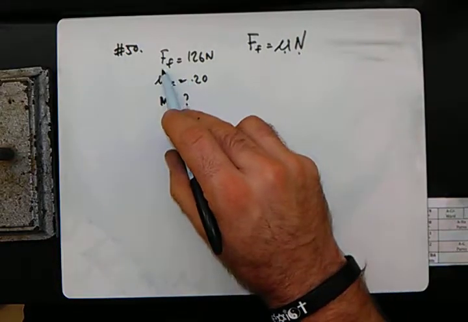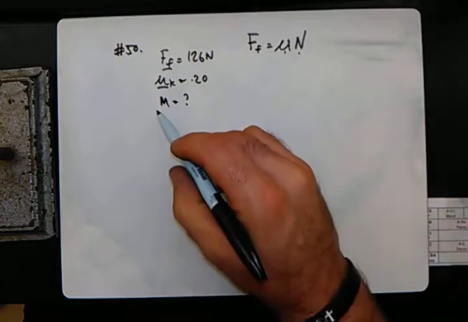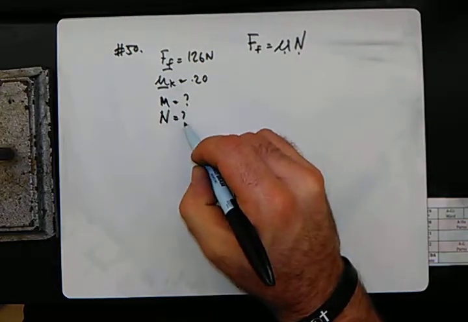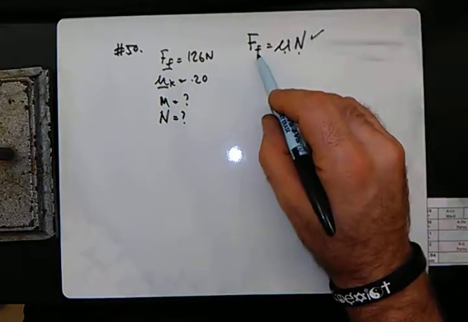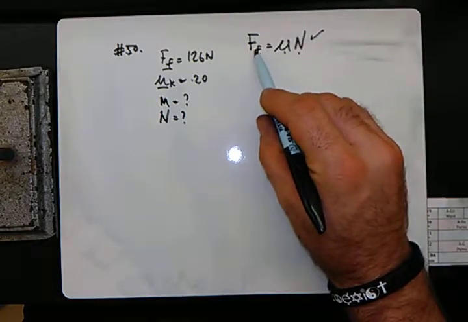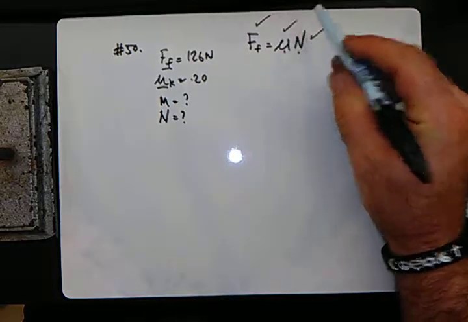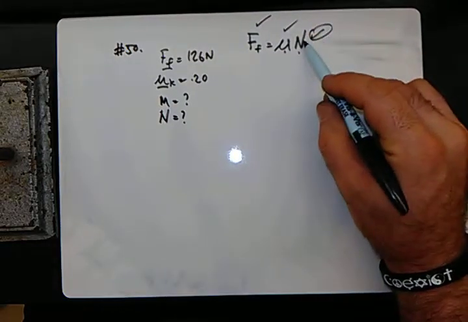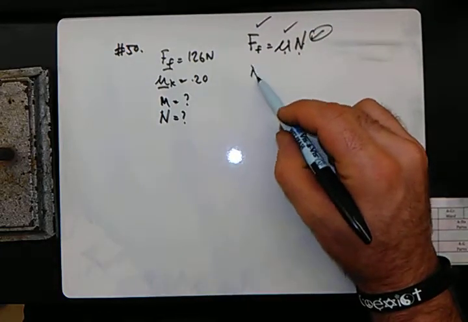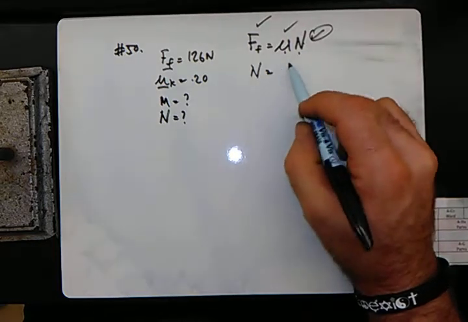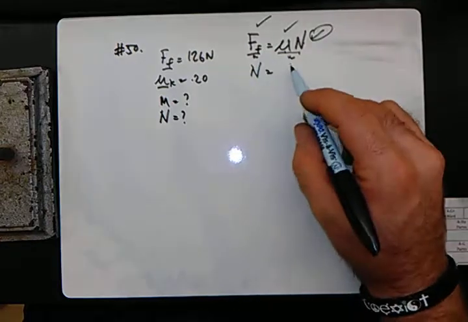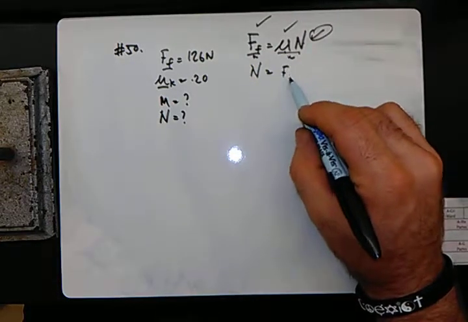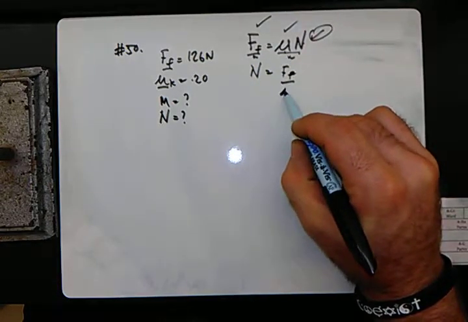So now given this, we don't know what that is either. But we can figure it out because I know the force of friction, I know the coefficient of friction, so I should be able to get the normal force. Normal force, rearranging the formula, equals force of friction divided by mu.